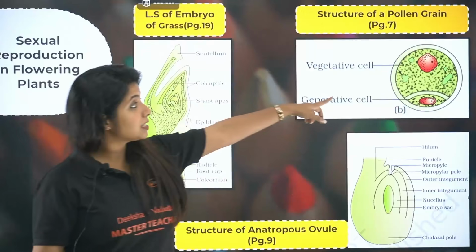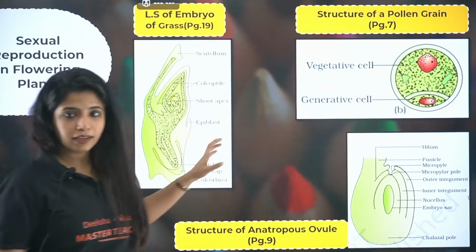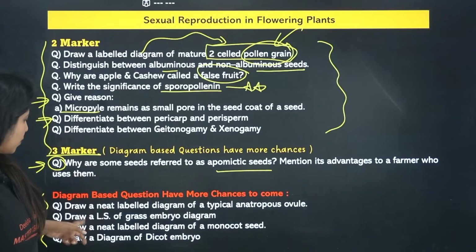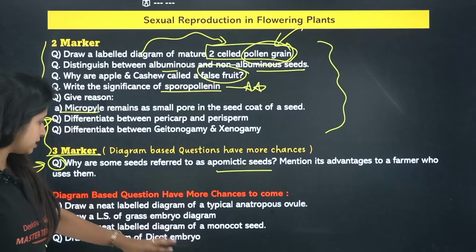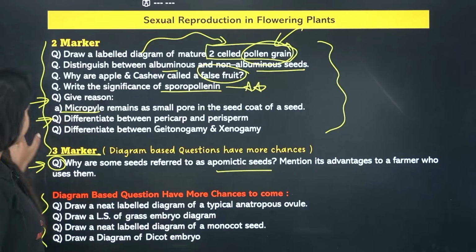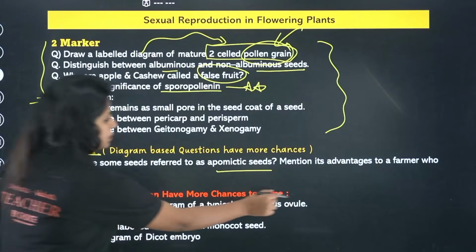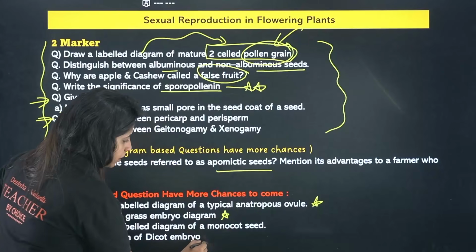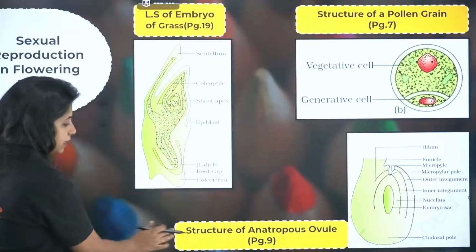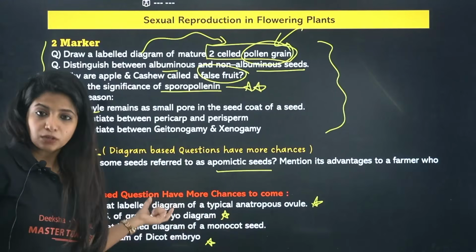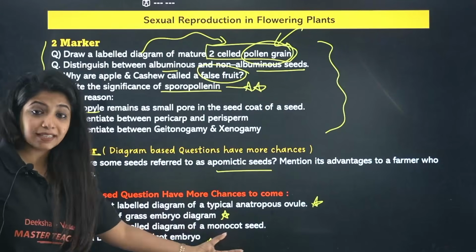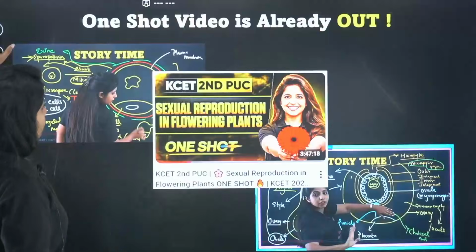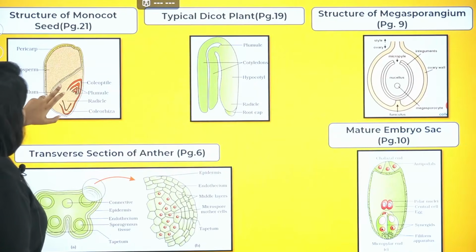Now, by the way, here is a diagram of the pollen grain, page number 7 in your NCERT, you would be having it. Now, draw a neatly labeled diagram of the monocot seed and draw a diagram of the dicot embryo. So, if you ask me, this particular diagram, important, this particular diagram, important, this particular diagram, important, mostly the diagram of the monocot seed. So, monocot embryo you draw, monocot seed is different. I'll show you the picture. How does it look? So it looks like this. This is the monocot seed.